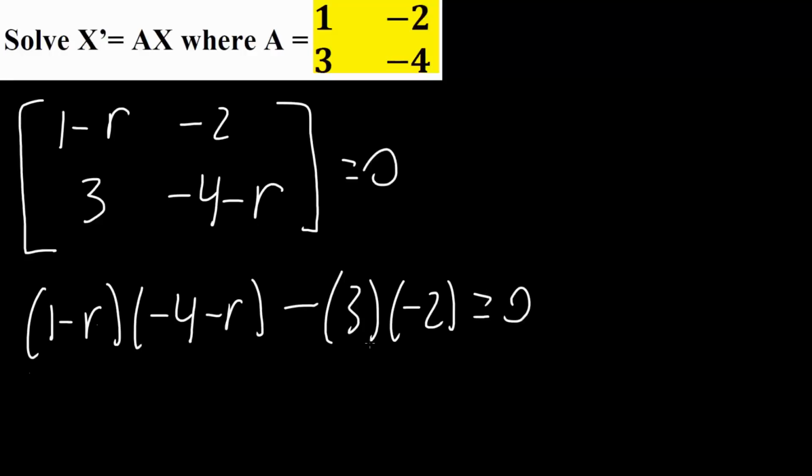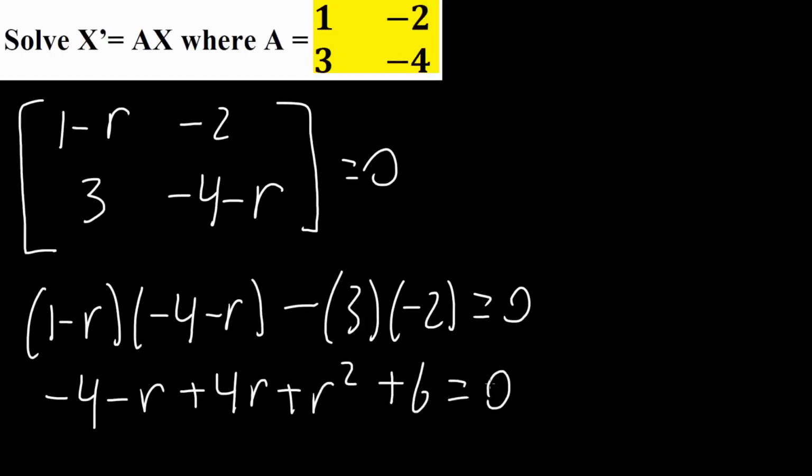And so by doing this, we need to expand it a bit. So we would get 1 times negative 4 is negative 4. 1 times negative r is negative r. Then we have negative r times negative 4 would give us plus 4r. Negative r times negative r would give us r squared. Negative 3 times negative 2 would be plus 6 is equal to 0.